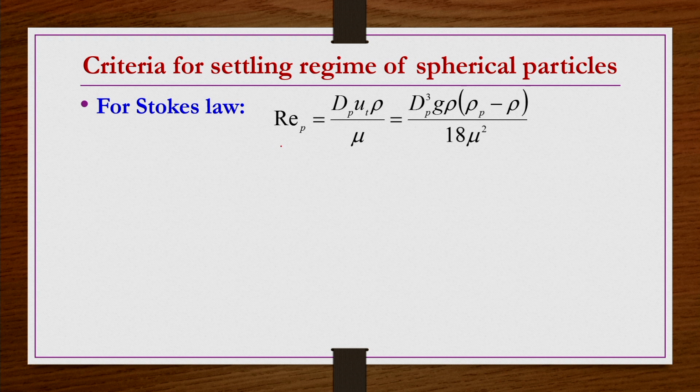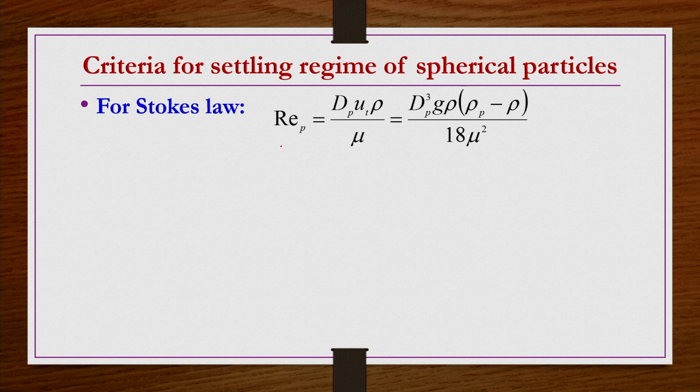Rep is equal to dp ut rho by mu. This criteria we are going to develop for two regimes, Stokes regime and Newton's regime, and then we find out a value. If that value, that criteria, is matching the Stokes regime, then the corresponding Stokes regime equations will be used. For that, this mathematical simplification we are going to do now.